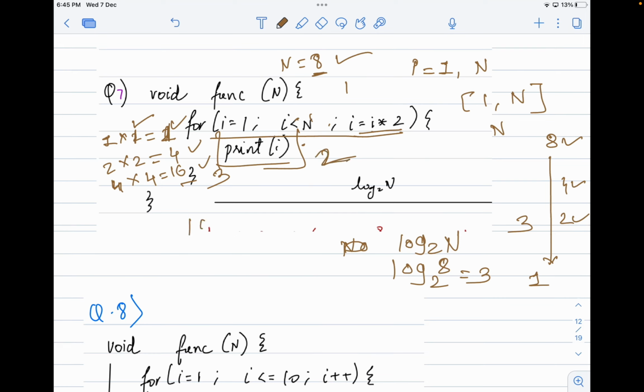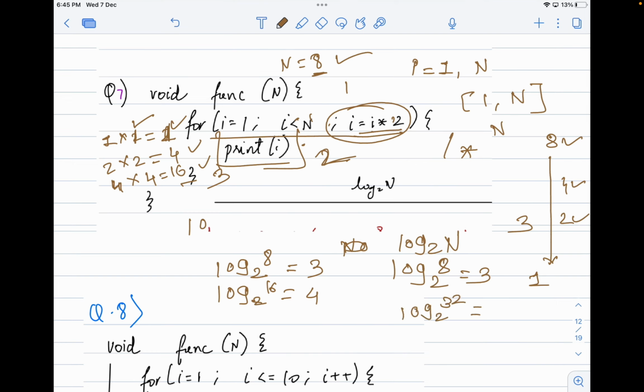But if you are going by twice, if you divide or multiply always by, suppose, 2 or 3, then the base will be that. So here the base will be 2 and this will be 8, so 3. If you put 16 again, it is 4. Suppose it is log 2 of 32, it is nothing but 5. So 5 iterations it will take. So this is the time complexity of this question.